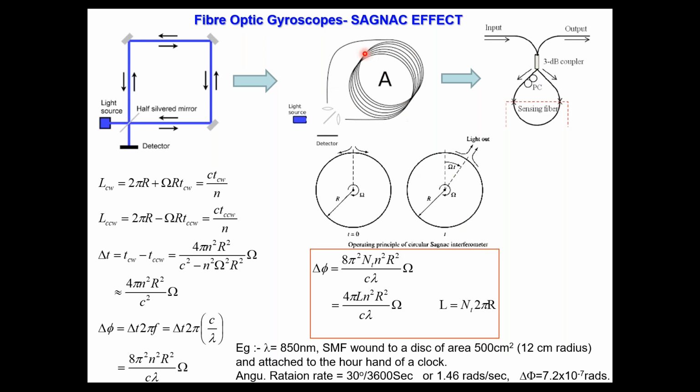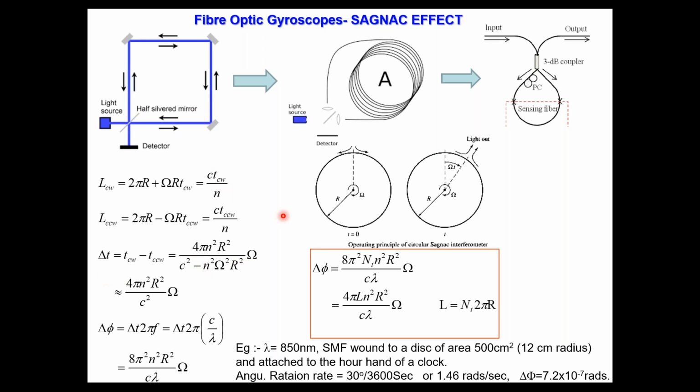That means you have a coil of fiber, and the light is being coupled into both the ends simultaneously. They are allowed to propagate clockwise and counterclockwise, and if the entire system is moving or rotating, it can clearly sense that rotation, because there will be a phase difference between the two counter-propagating waves because of the rotation or the movement of the entire system. So again, this is a highly miniature version of the tabletop Sagnac interferometer.